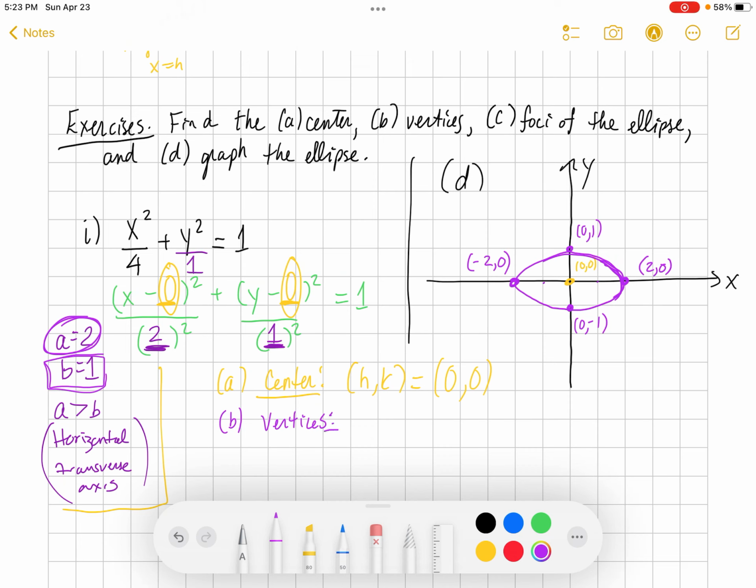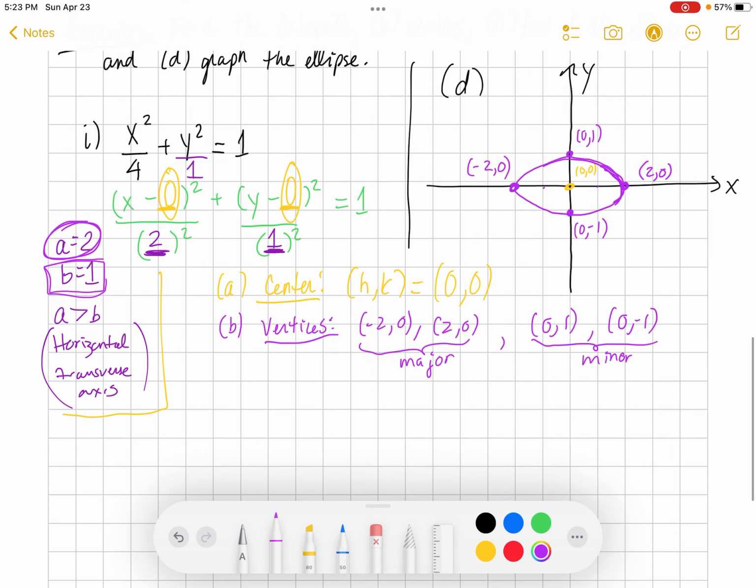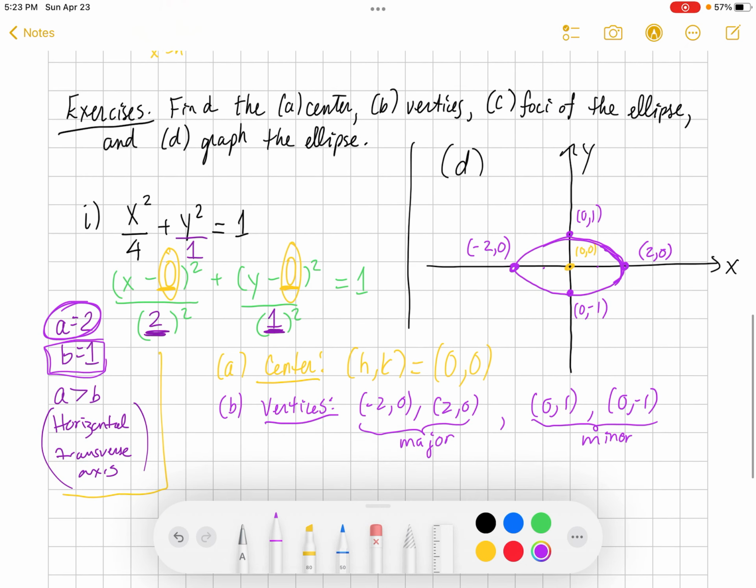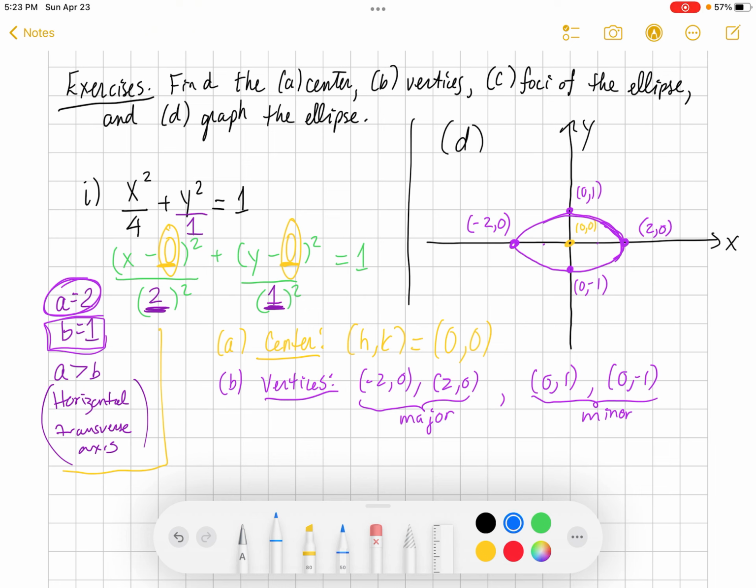Okay, so what did we just do? We just did the vertices, right? So let's write down the vertices. So what do we have? We have (-2, 0) and (2, 0). Now these are called my major vertices. I'm going to label those. You don't have to label these. Why? Because they're along the major axis, the long side, or where it's stretched out. And then I got what? (0, 1), it's on the north, and (0, -1), that's on the south side. These are my minor vertices. They're actually on what's called the minor axis.